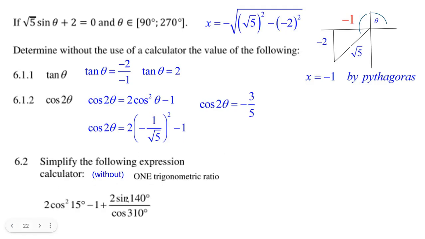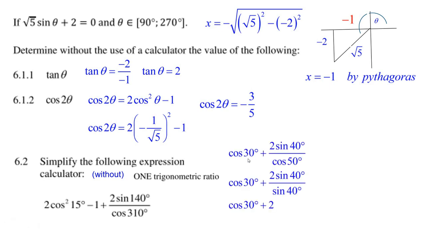Simplify the following expression without a calculator. Okay, so 2 cos squared of 15 degrees minus 1, well, that's this thing here. It's really just the cos of 30 degrees. That's all it is. Now, the sine of 140 degrees is really the sine of 40 degrees, since 140 is 40 degrees away from 180. And the cos of 310 degrees is really the cos of 50 degrees.